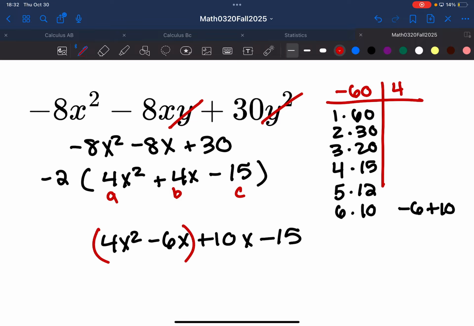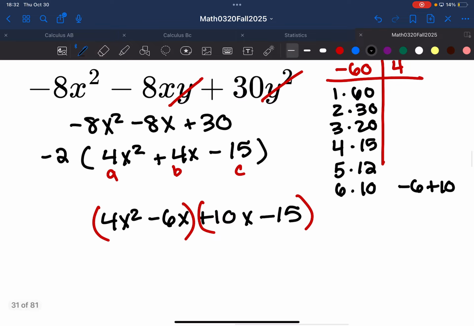Good, do factor by grouping. So parentheses around the first and then the last two. And then I need to take out a GCF, and what would that be? 2x. Good. Always check if you can take out a number and a variable. So then what am I left with if I take out 2x? X minus 3.